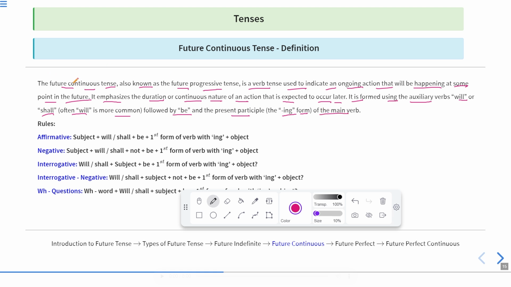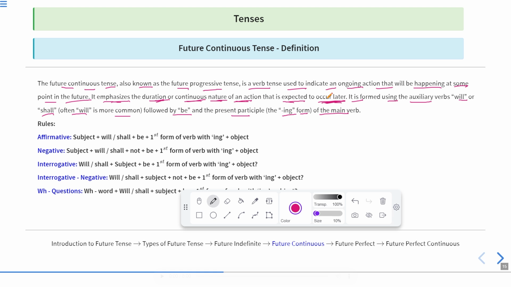Now here, future continuous tense is also known as future progressive tense. Every continuous tense is also known as progressive tense. So it's a verb tense used to indicate an ongoing action that will be happening at some point in the future. It means some action that will be going on. It is not happening right now, but that will be going on in the future time. It emphasizes the duration or continuous nature of an action that is expected to occur later.